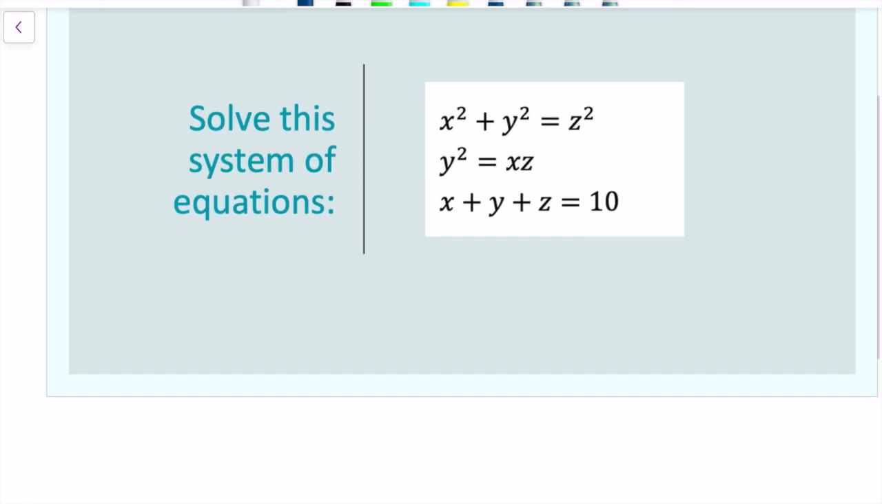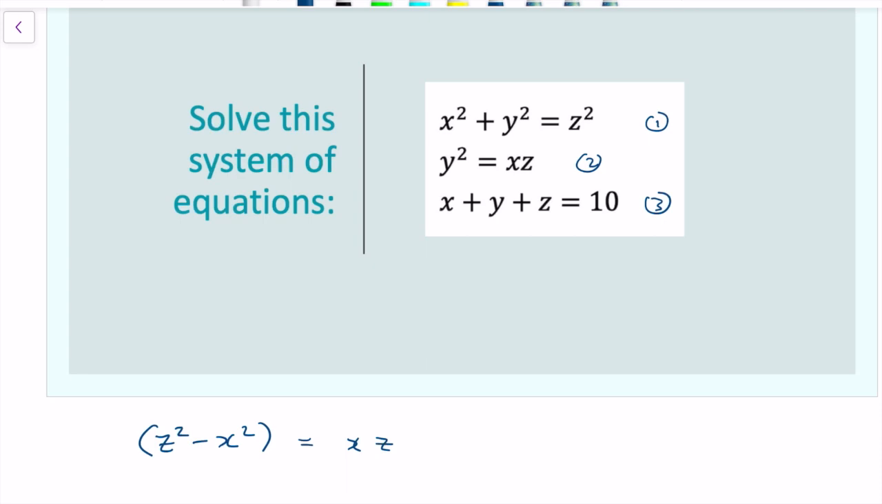So, first up, perhaps we write one equation in terms of the other, and then we do that again and eliminate a variable. So if I substitute equation 1 into equation 2, let's just label these equations. If I substitute 1 into 2, I've got z squared minus x squared, which is our y squared term, equals x times z, an equation that's just got x's and z's in it.